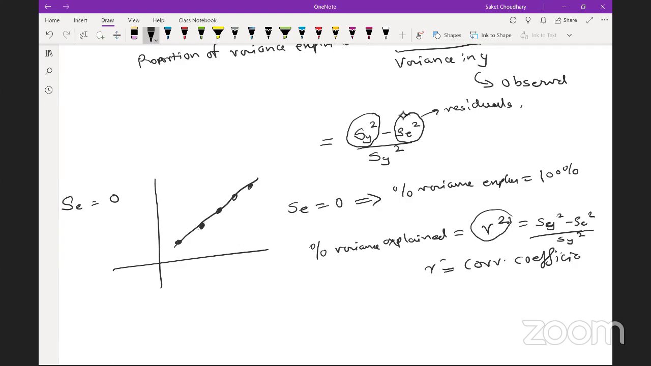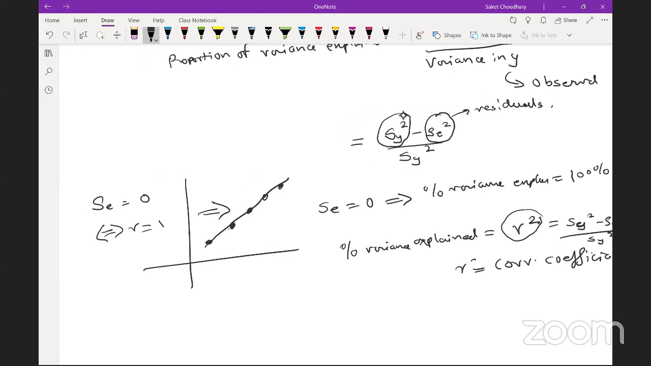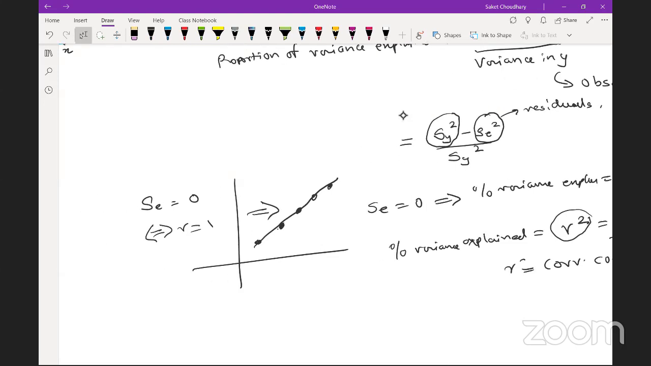SE equal to 0 also implies, and the other way around as well, R equal to 1 implies the standard residual error is 0. Standard residual error 0 implies the correlation coefficient is 1, which essentially implies the line is a perfect fit on all the points. This doesn't have to be 45 degrees. It's also okay for it to be like this. It can be any slope. The slope does not matter.